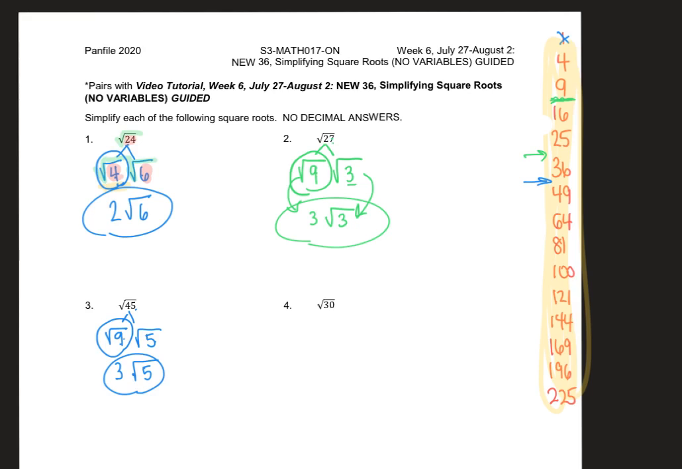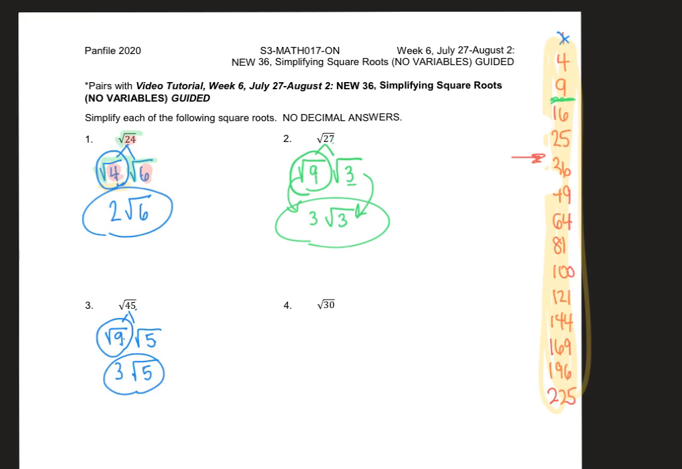Now look at this next one. I have the square root of 30. The square root of 30 falls right about here. Okay, in between 25 and 36. Now, if I say to myself, okay, I can divide by 25, that doesn't work. Divide by 16, that doesn't work. Divide by 9, that doesn't work. Divide by 4, that doesn't work. I already said 1 doesn't help me.